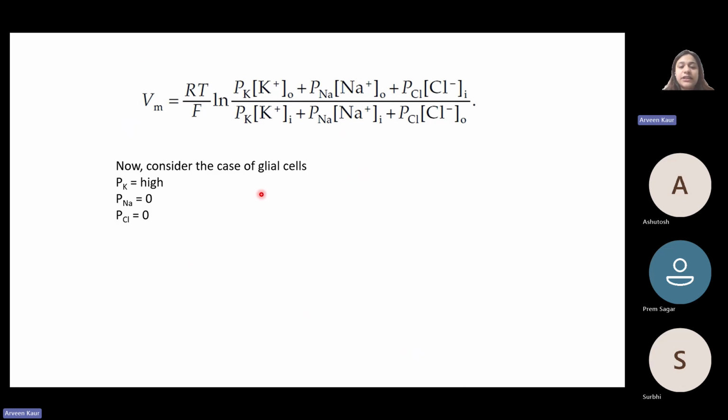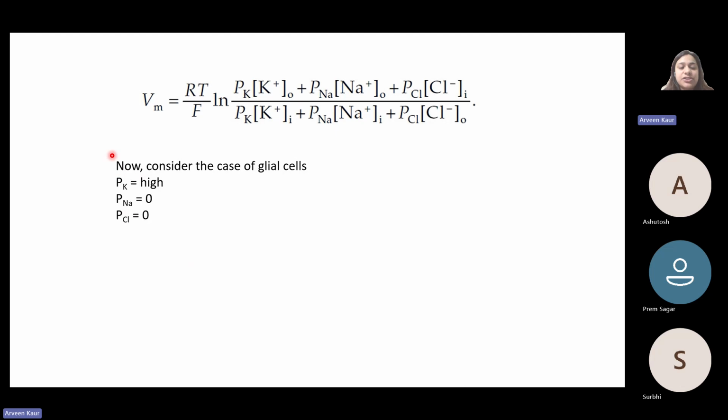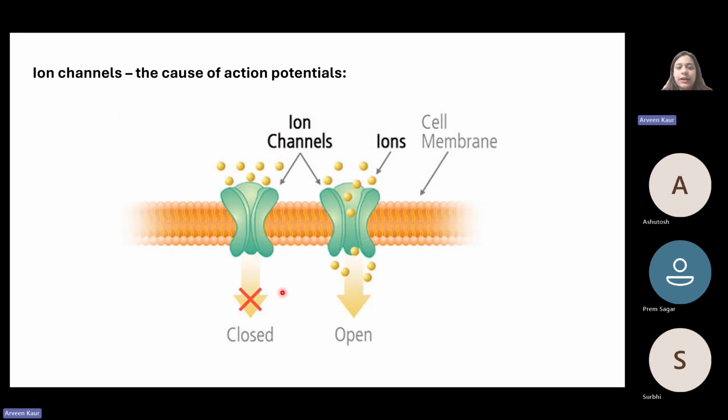Now we can consider the case of glial cells, right? In case of glial cells such as astrocytes and microglia, the permeability of the ion potassium is high, right? But it is almost negligible for sodium and calcium. So we can remove these for sodium and calcium, and it basically will become a Nernst equation for a particular ion. So we can also consider the Nernst equation to be a special case of the GHK equation itself, right?